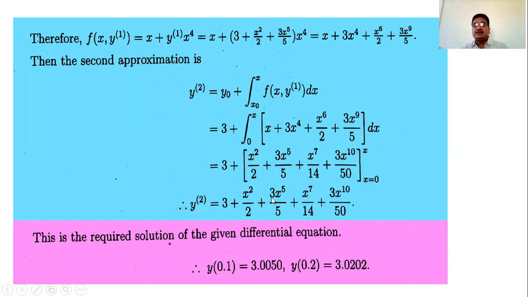Consider this as y(x). Therefore y(x) is equal to this, and then the values at 0.1 and 0.2. So we substitute x equal to 0.1 and x equal to 0.2, and we get these two values.